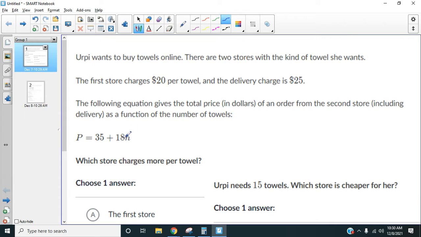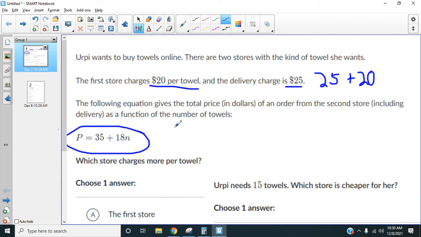Okay, where n is the number of towels, just like this one. Can we do that with these two numbers? What would that look like? Tell me. 25 plus 20, and then let's call it n just like they do. Okay, no big deal.